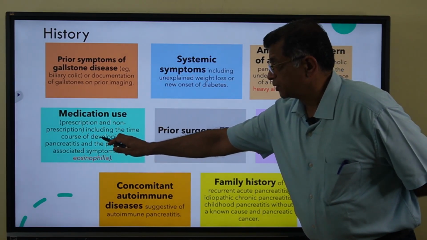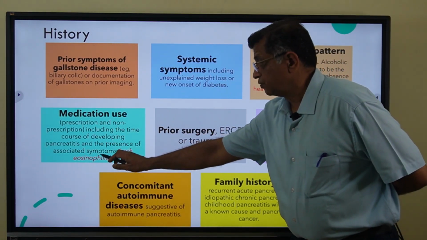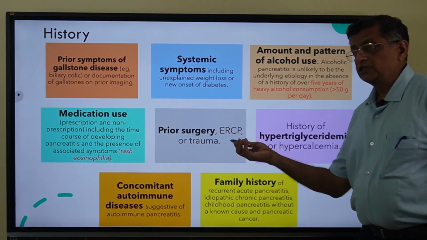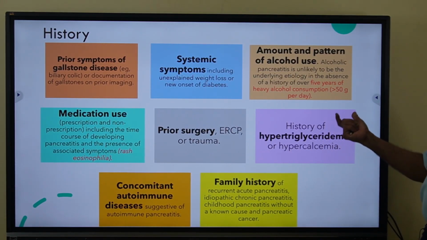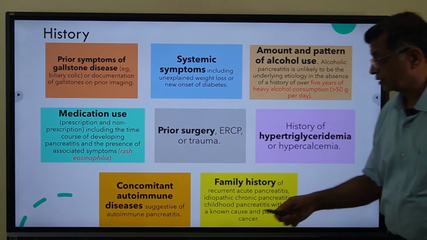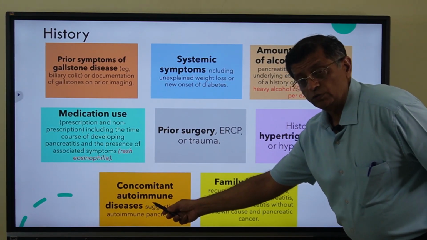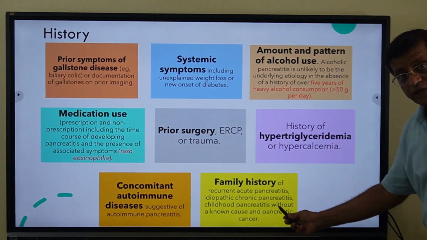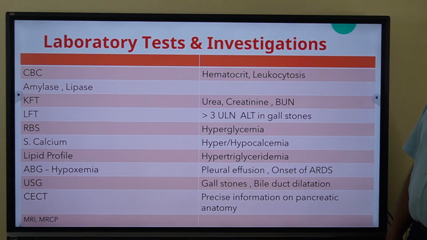Medication use, especially estrogen, sulfonamides and diuretics. In this case, also see whether the patient has any rash or eosinophilia. Prior surgery, especially ERCP, or abdominal trauma. History of hypertriglyceridemia. If the patient has a significant history of hypertriglyceridemia, you can suspect hypertriglyceridemic pancreatitis. If there is a concomitant autoimmune disease, then the patient could have autoimmune pancreatitis or SLE, and you get ANA and all those tests done. And lastly, if there is a family history of recurrent pancreatitis, you should suspect familial pancreatitis.